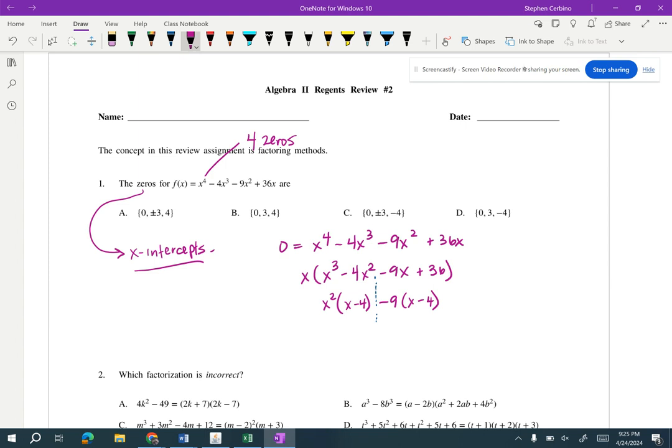Don't forget about your x. So the x comes down. Our common factor goes first. And then whatever remains after taking out that common factor goes inside.